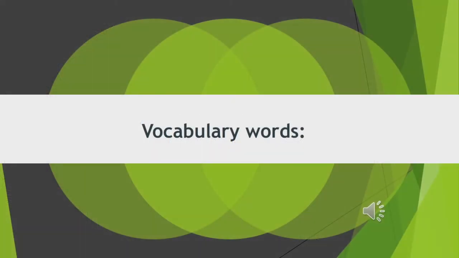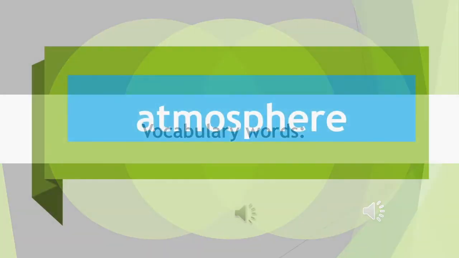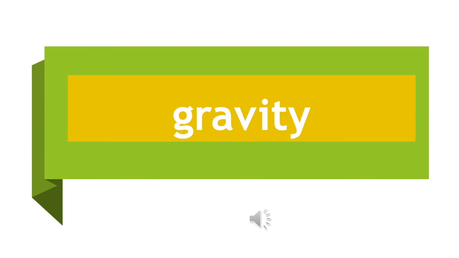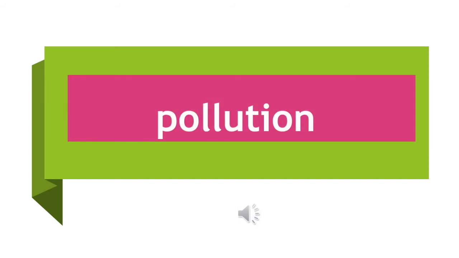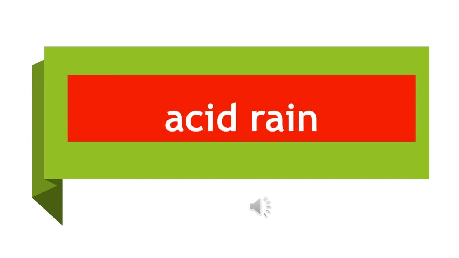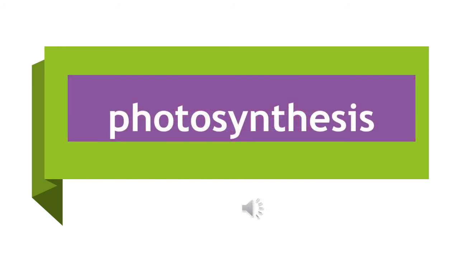Let's begin with our vocabulary words. Let's say each word together. Atmosphere. Gravity. Pollution. Fossil fuels. Acid rain. Photosynthesis.